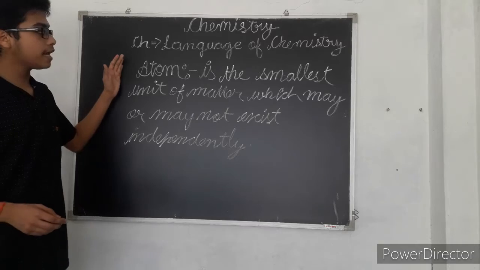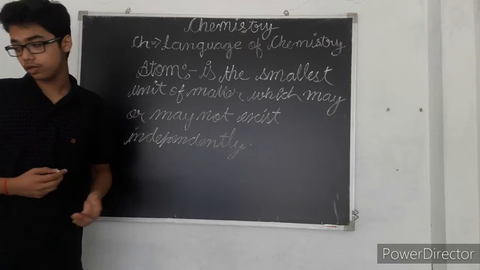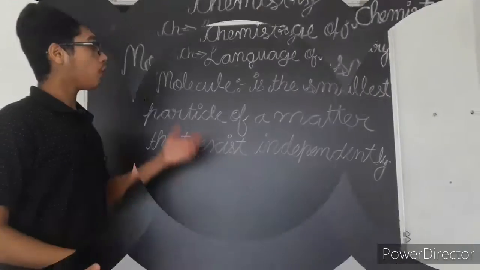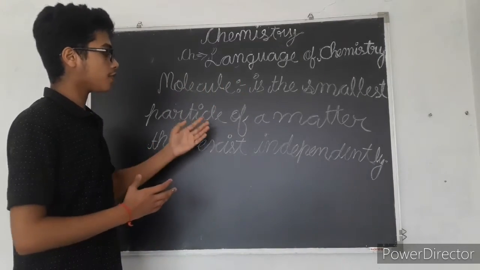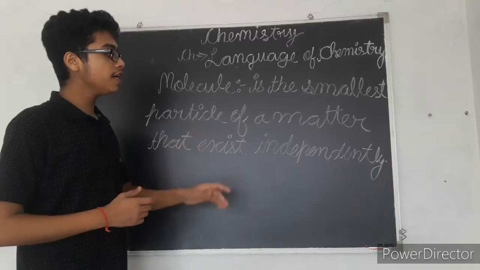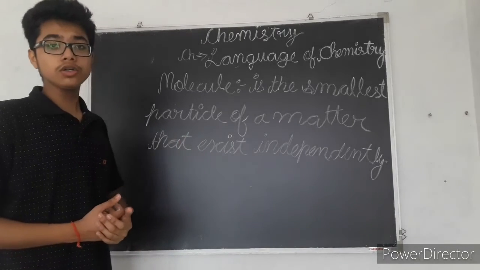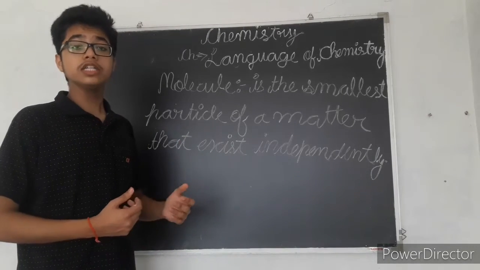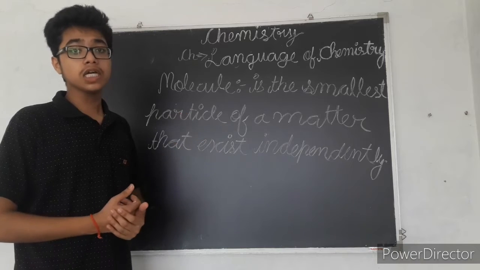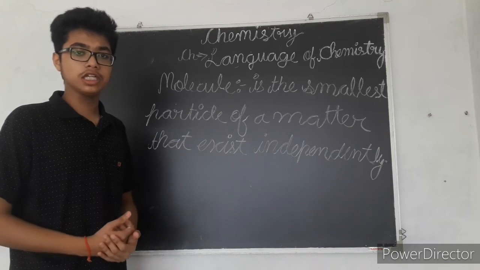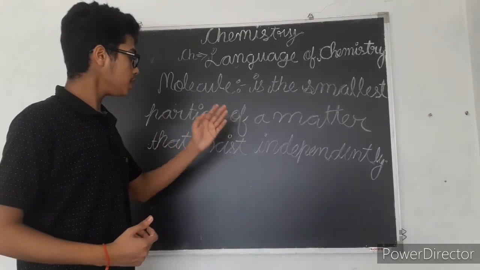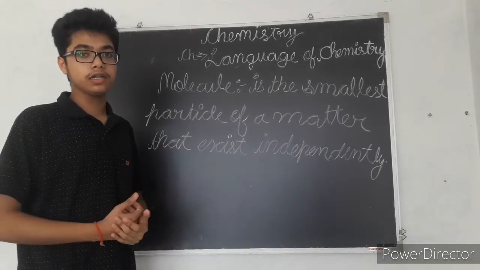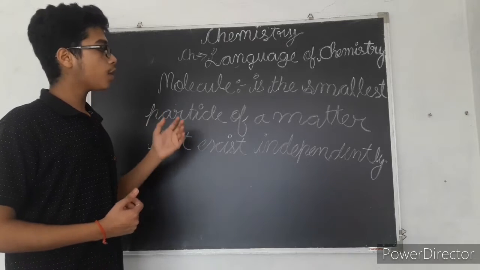So now we have studied atom, now we will study molecule. What are molecules? Molecule is the smallest particle of a matter that exists independently. We have studied about atoms. Atoms were the smallest particles of matter which may or may not exist independently. But molecule is the smallest particle of matter that exists independently.